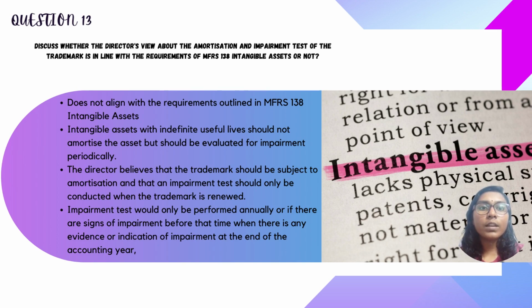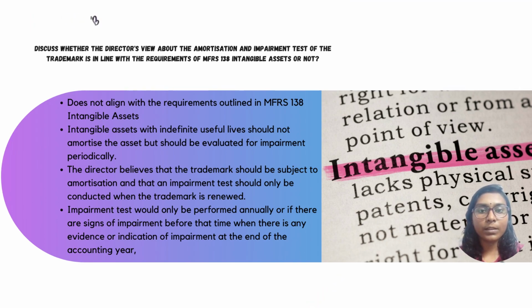When there is no evidence or indication of impairment at the end of the accounting year, no impairment test will be performed annually, or if there are signs of impairment for that time. The director's viewpoint of conducting impairment tests during the renewal process does not align with this requirement.